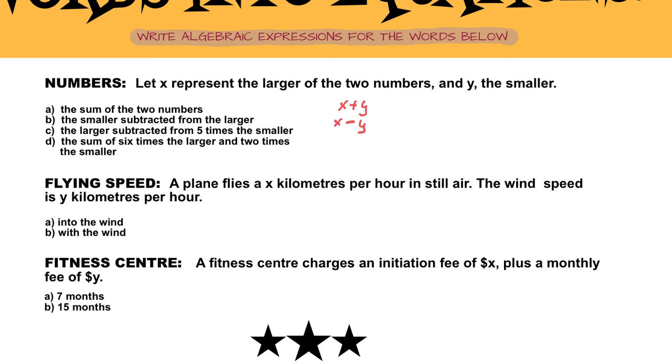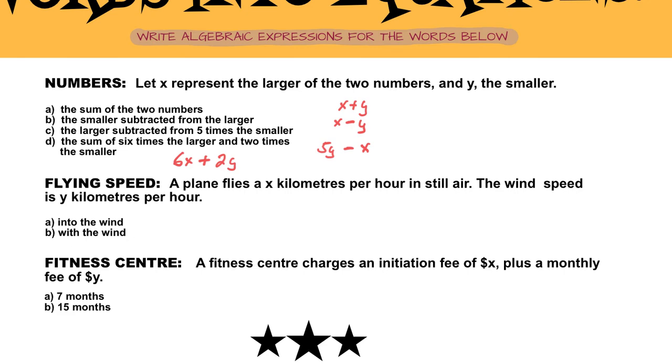Letter C, the larger subtracted from 5 times the smaller. So 5 times the smaller. And letter D, the sum of 6 times the larger and 2 times the smaller. Sum means to add, so 6 times the larger and 2 times the smaller. So that is our example about numbers.